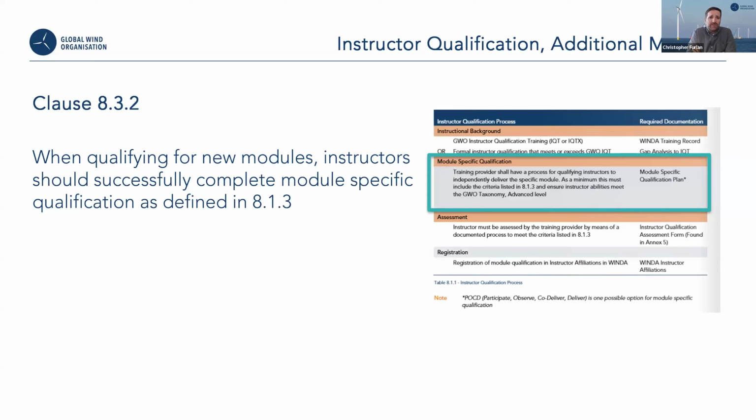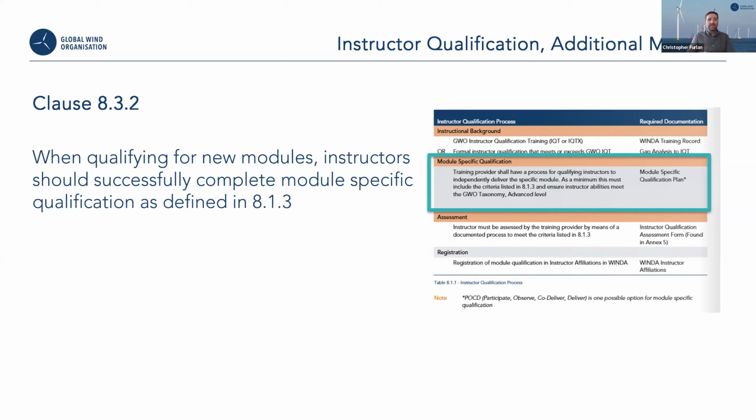One of the things that was also missing, which we've added now, is what happens when an instructor wants to qualify for an additional module. So let's imagine I'm delivering some of the BST, but I want to get an additional module on scope. How do I actually do that?